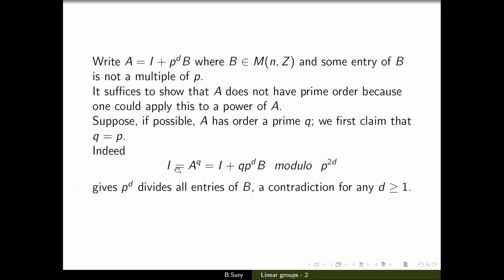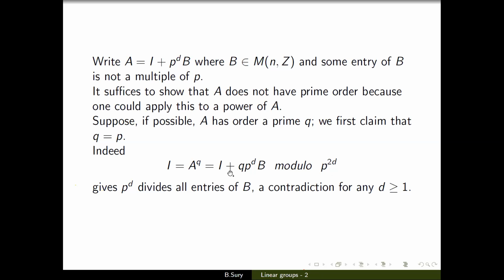So the qth power is the identity. Let's calculate the qth power of this matrix. You can just use the binomial theorem and you'll have identity plus q times this, plus the next terms, which will have p power 2d, p power 3d, and so on. So when you look at the qth power, only the first two survive.